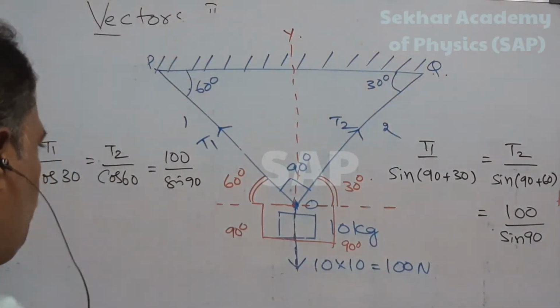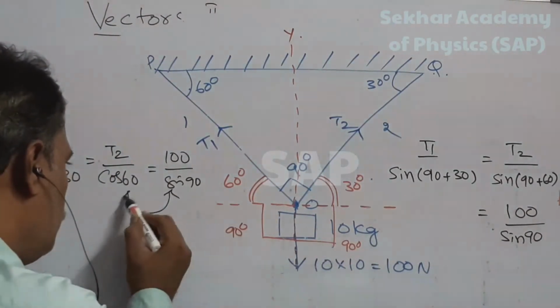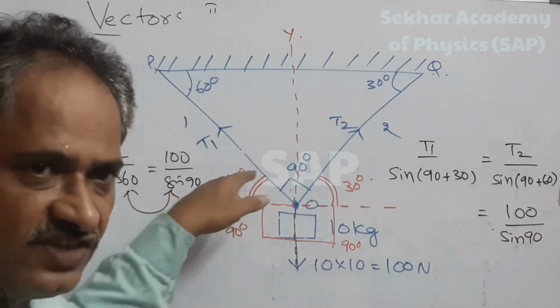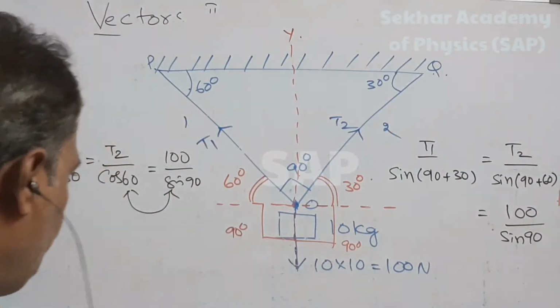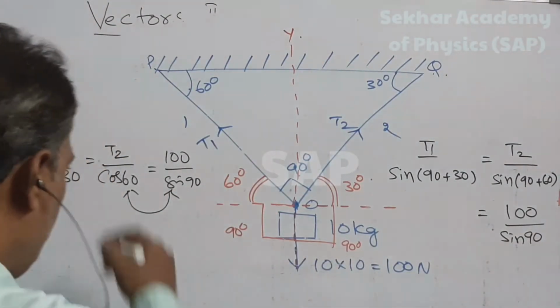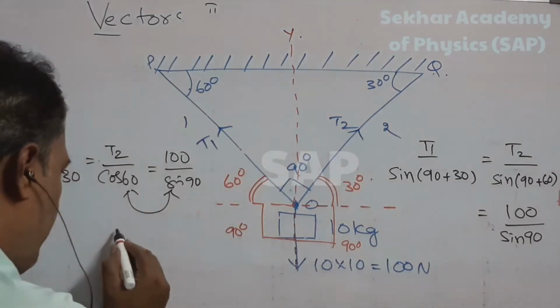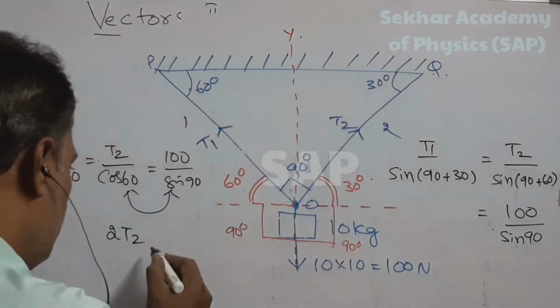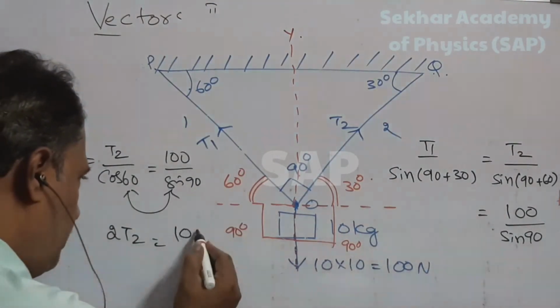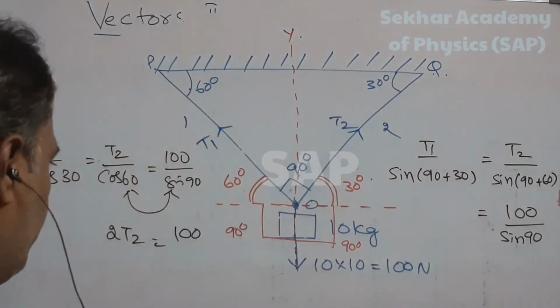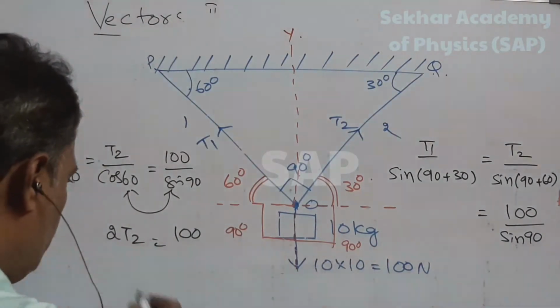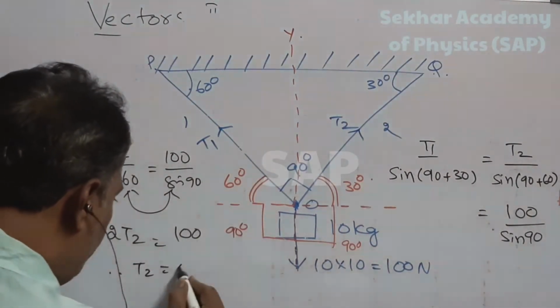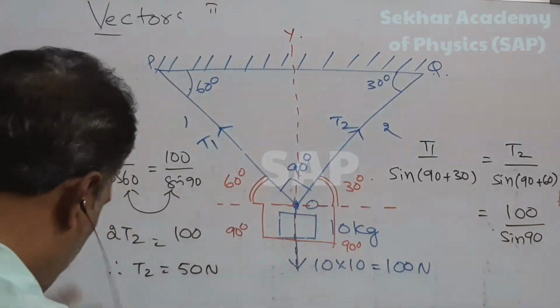For example, if you want to compare these two, T2 by cos 60 is equal to 100 by sine 90. Cos 60 is 1 by 2. Hence T2 by 1 by 2, which is 2T2, equals 100 by sine 90. That is nothing but 100. Therefore, T2 is 50 Newton.